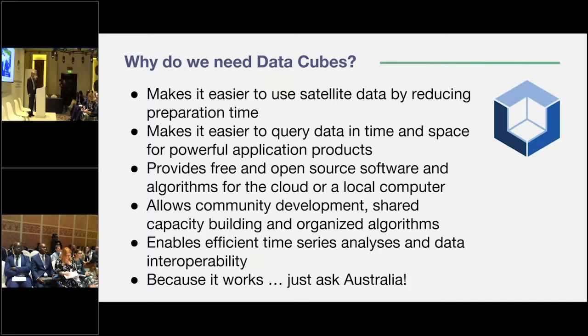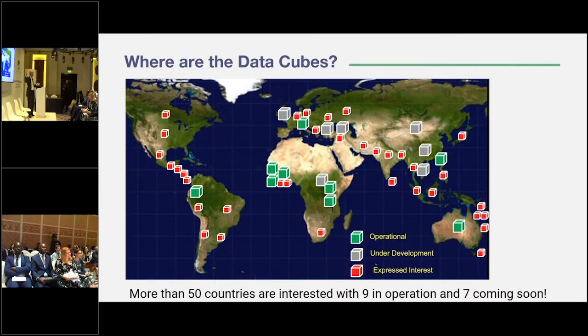So now we've moved along and look at how many cubes we have around the world. It's really just an interesting combination. We're at about 50 countries now. 9 of these cubes are in operation, 5 of which are in Central Africa and the African Regional Data Cube. You know, I like to call them the godfather of data cubes.